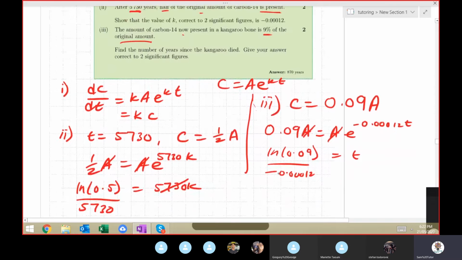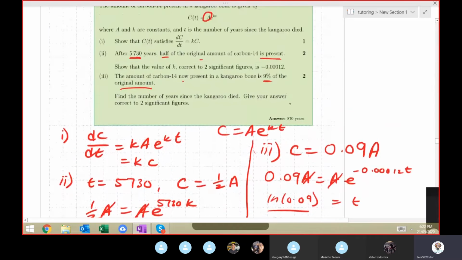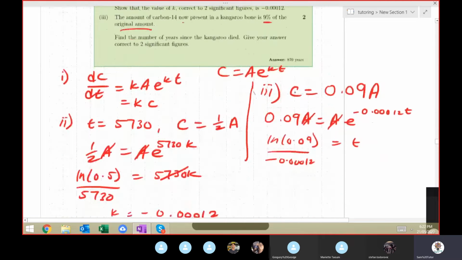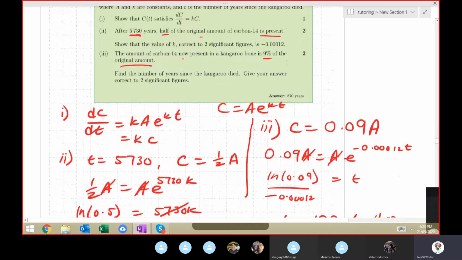I got 19,000 years, which I don't see is wrong, but I don't know why he's written the answer is 870. Why have you written that, Hubert? 19,906 years. Can anybody check my math? Make sure I haven't done anything wrong.